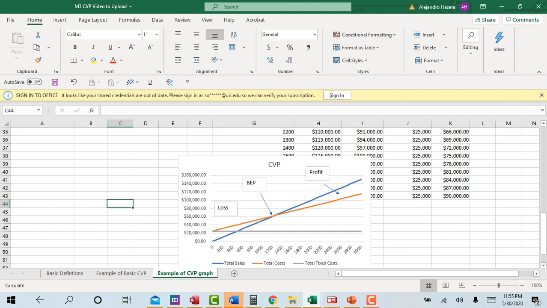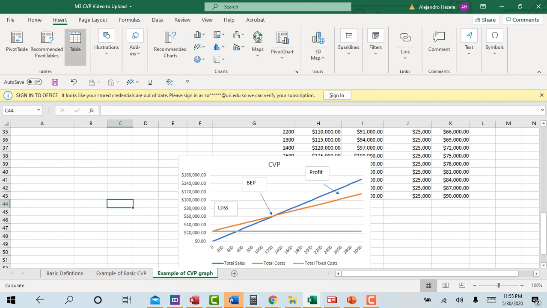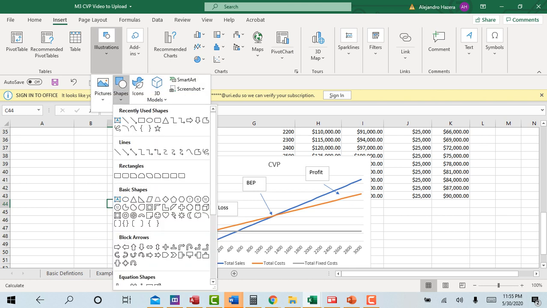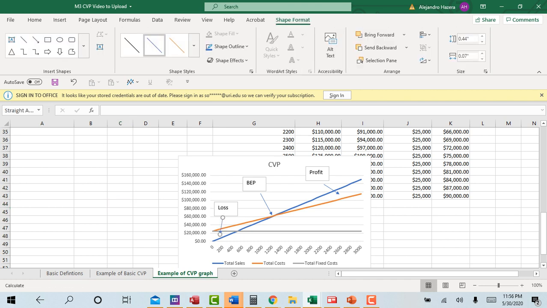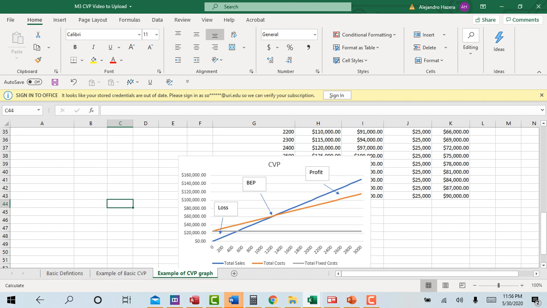And then finally, as you may have guessed, there's a region to the left of the break-even point. I'm going to go ahead and put in another shape here, another arrow. And this region in here, the whole region to the left of the break-even point is loss. That makes sense because at that point, your total cost line, which is orange, is greater than your total sales, total revenue line. So you start with a loss, and then the more units you sell, the smaller your loss gets. Then you hit the break-even point where total sales are equal to total cost.